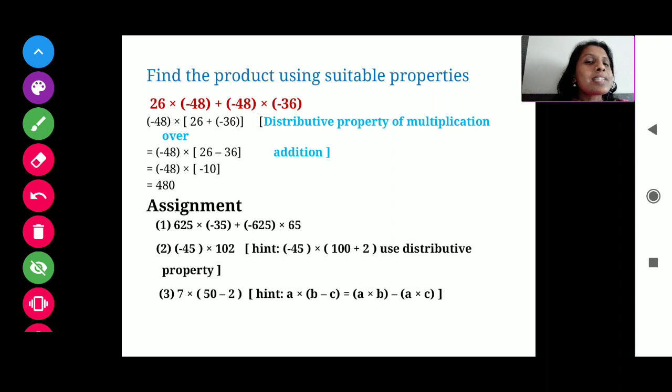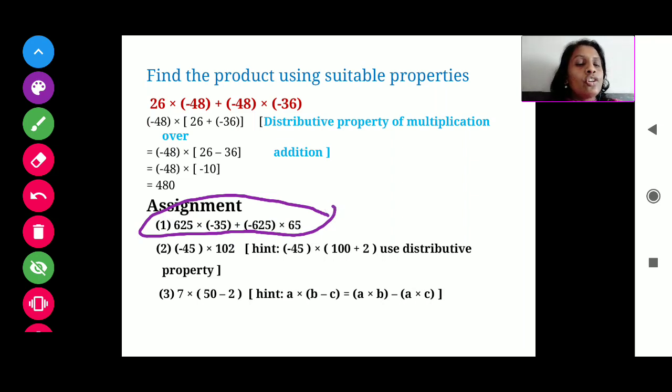So 26 minus 36, our answer will be minus 10. And now minus 48 into minus 10. So your answer will be 480, because we are multiplying two negative integers. So our answer will not have a negative sign. It will be only positive. So you can do these two sums. Sorry, I have given three sums.